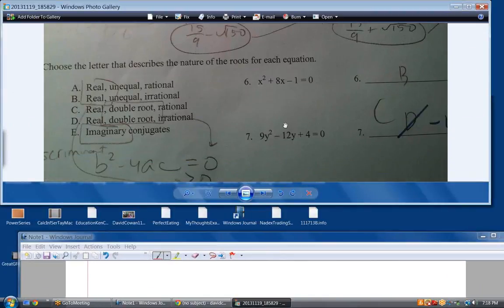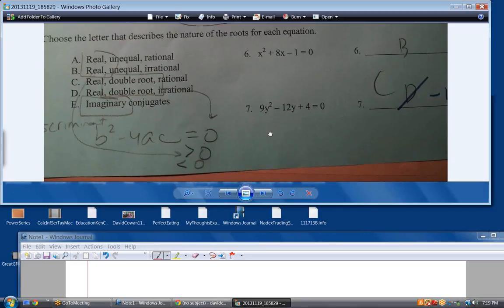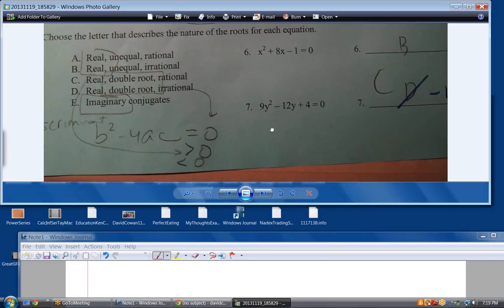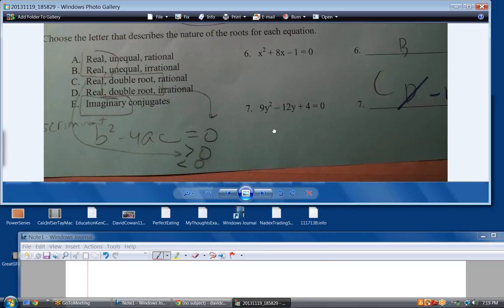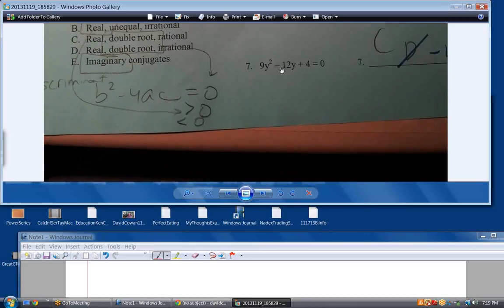Any more on this page? 7 here? Yeah, we can go over this. Choose the letter that describes the nature of the roots of each equation. Okay. So how are we going to figure this one out?